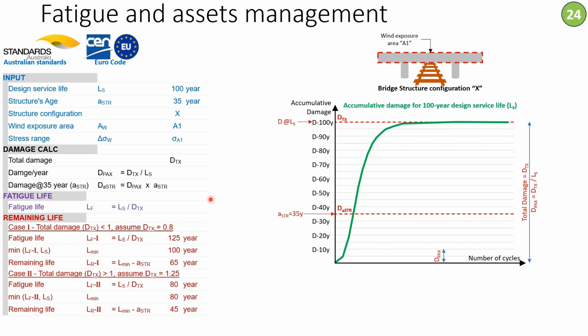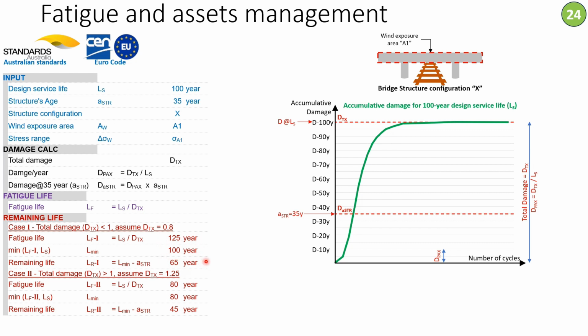Now we have two lives for the structure. We have the fatigue life and we have the service life. Fatigue life basically is the service life divided by the total accumulative damage. If your damage is less than 1, as here in the example, let's say your damage is 0.8, then your fatigue life is more than 100 years because it equals the service life divided by the total damage. 100 years divided by 0.8 gives you 125 years. As a designer, you stick to the minimum of the fatigue life or the service life. In our case, the service life is the minimum, which is 100 years.